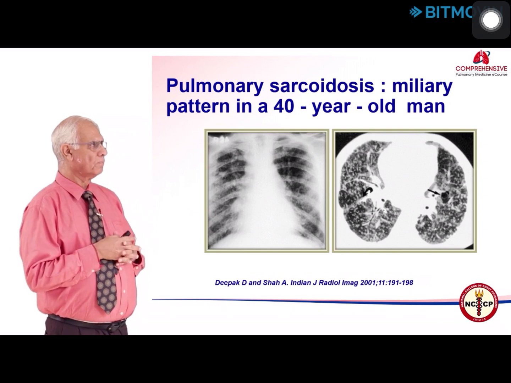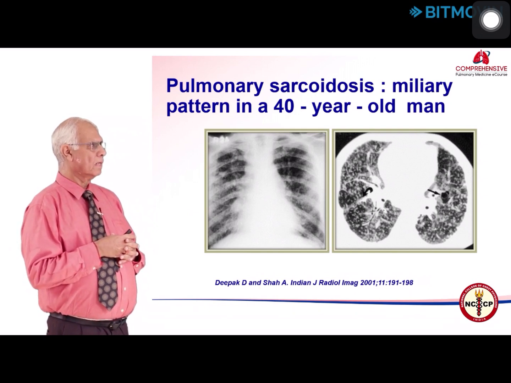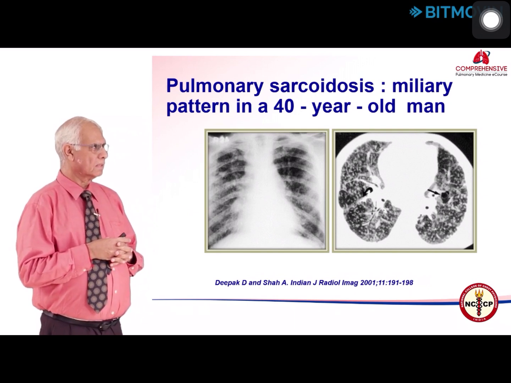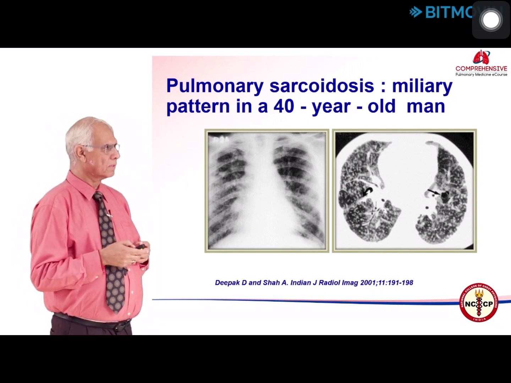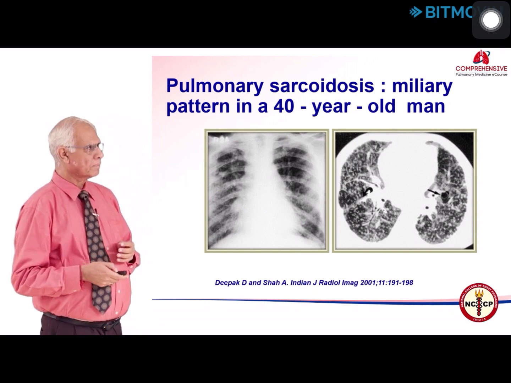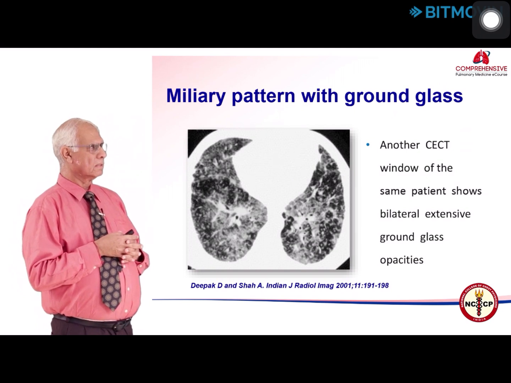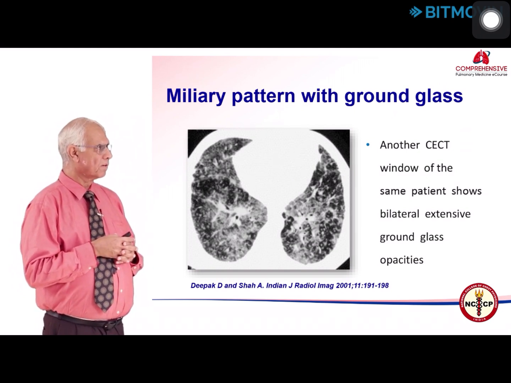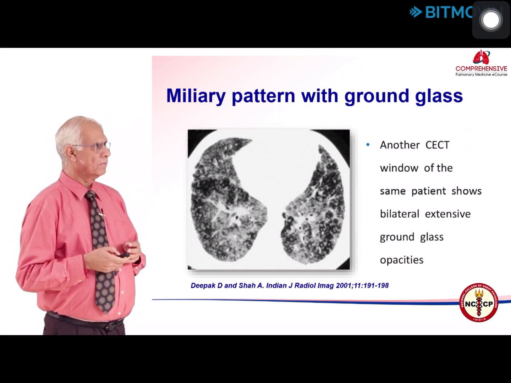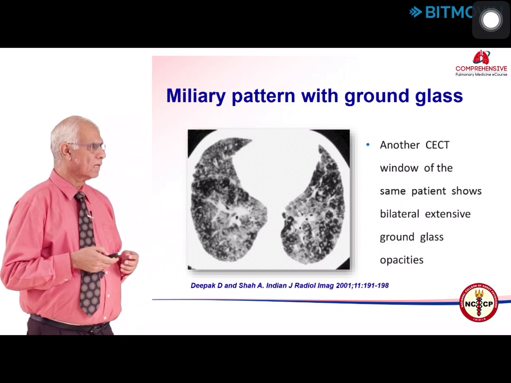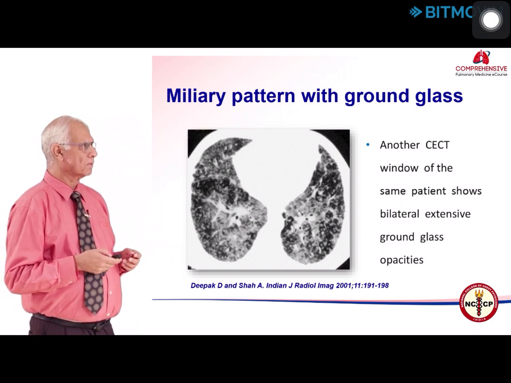This is a patient of miliary sarcoidosis over here, a 40-year-old man. And this patient had been treated for tuberculosis before he presented to us. You can see the same patient, bilateral extensive ground glass opacities were present also. We did a biopsy, we got a non-caseating granuloma, and we started treatment for sarcoidosis.